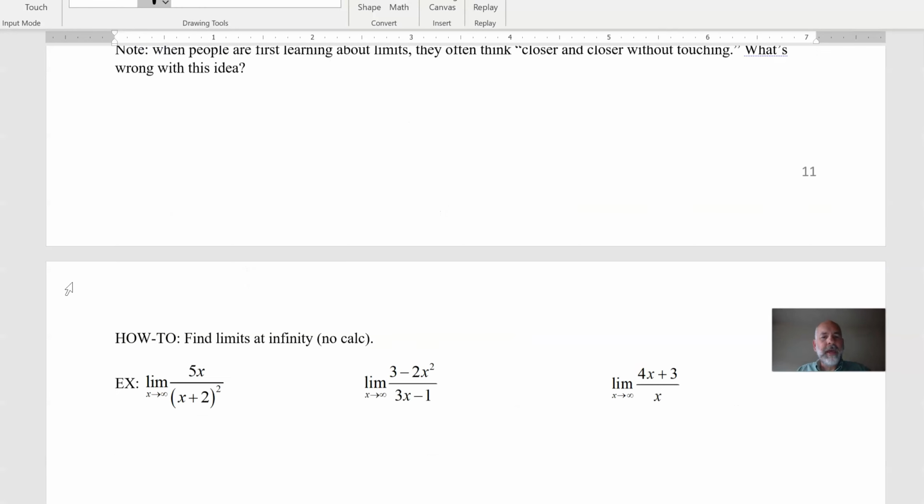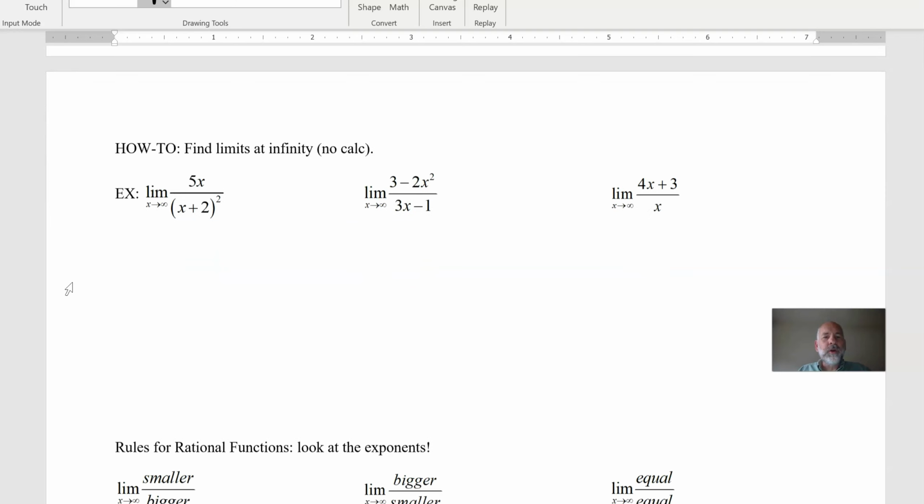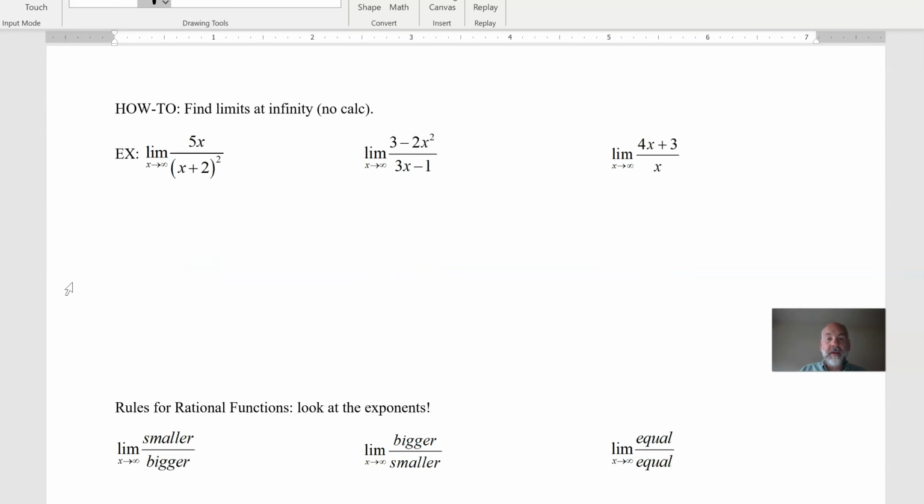Okay. Now we're going to talk about limits at infinity next, and how you'd know these things without a calculator. It's going to be a little bit of review for next year, but I think I'll pause here so that the video isn't too long.